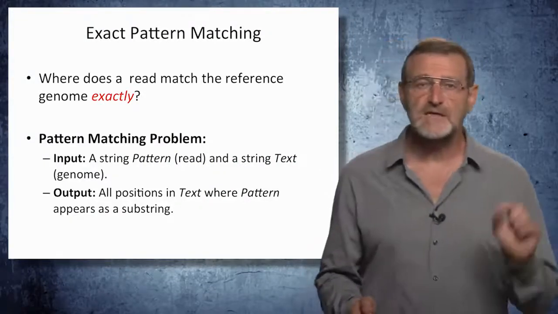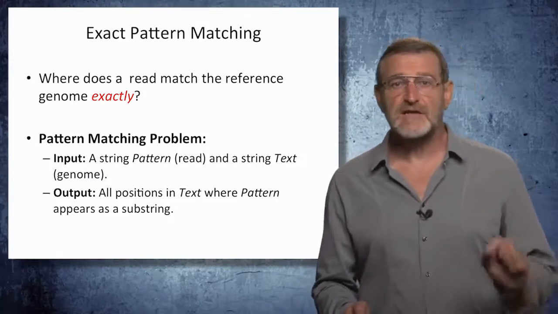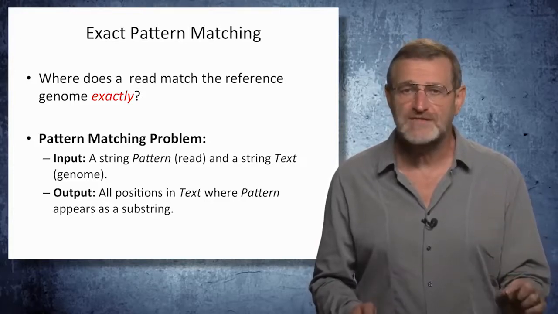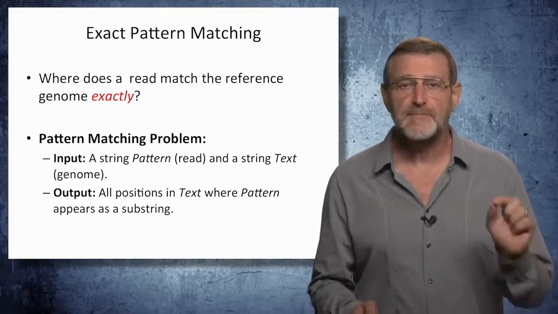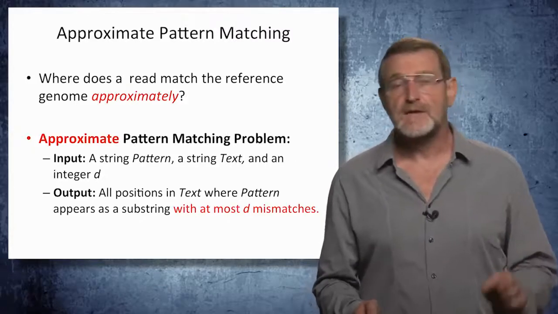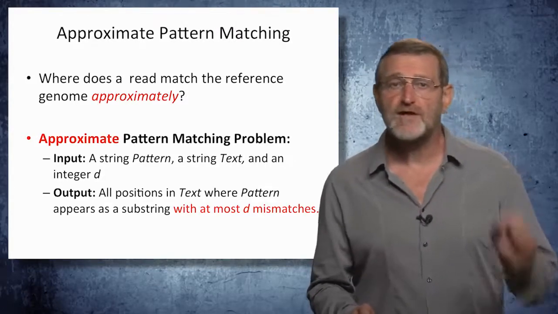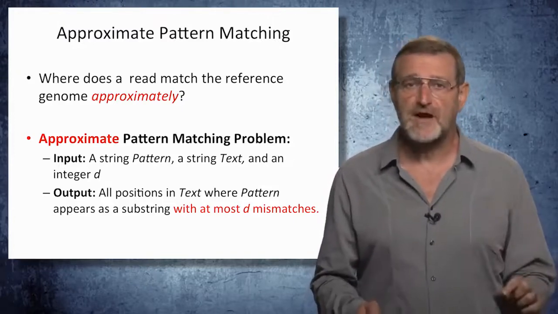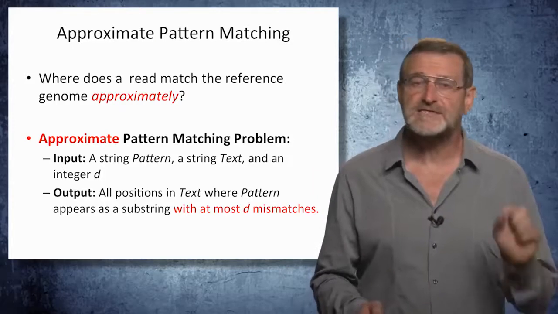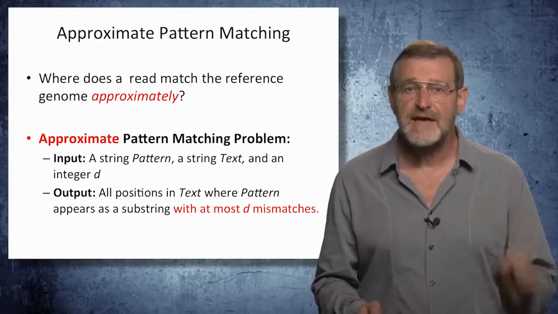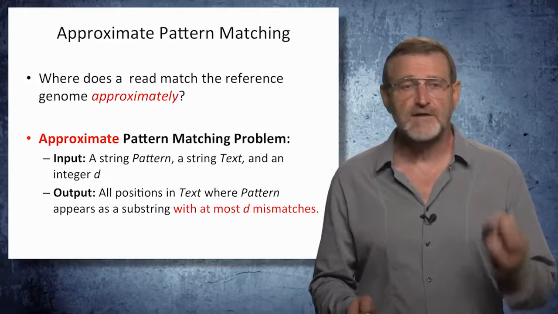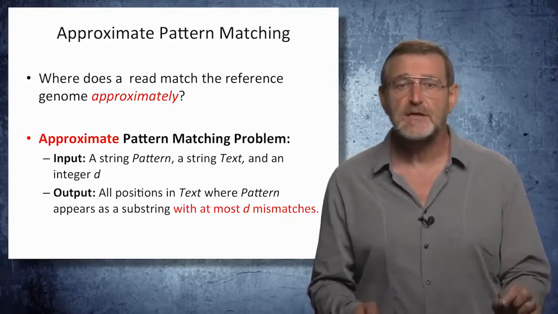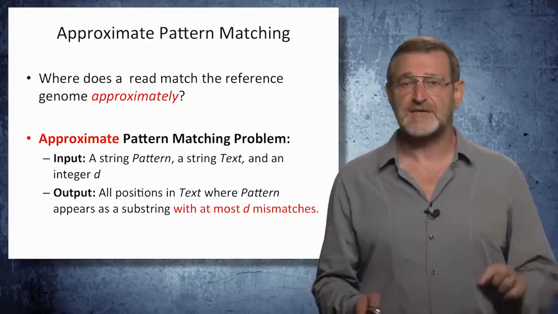It brings us to a number of computational problems. The easiest one is exact pattern matching. Given a string pattern and a string text, we want to find all positions in text where pattern appears as a substring. But our goal is to find mutations, and therefore we also want to solve the approximate pattern matching problem, where the input is a string pattern, a string text, and an integer d, and we want to find all positions in text where pattern appears as a substring with at most d mismatches.